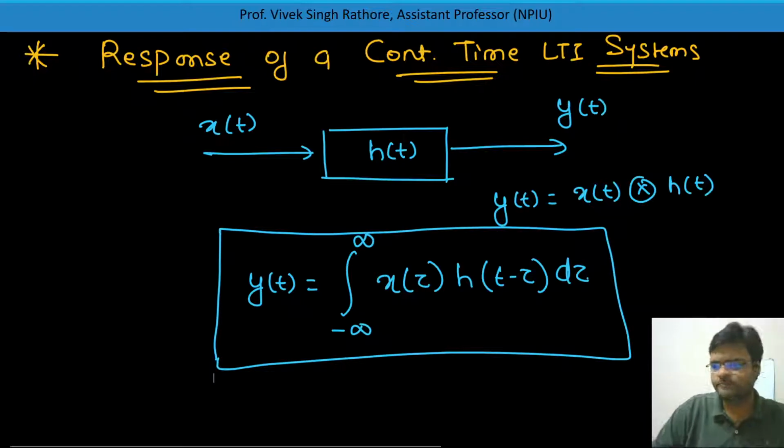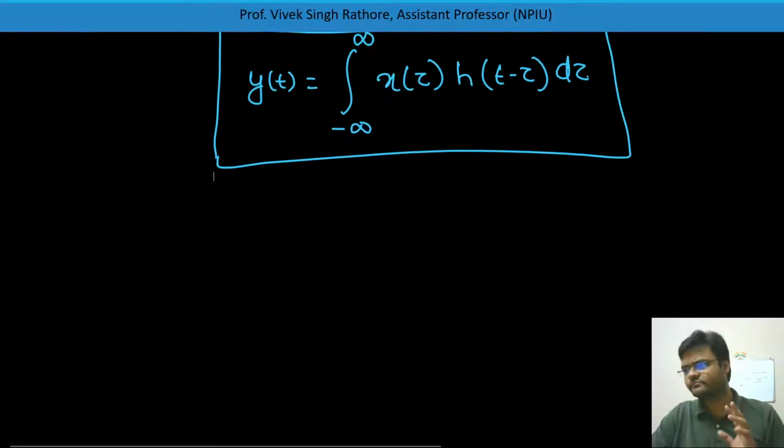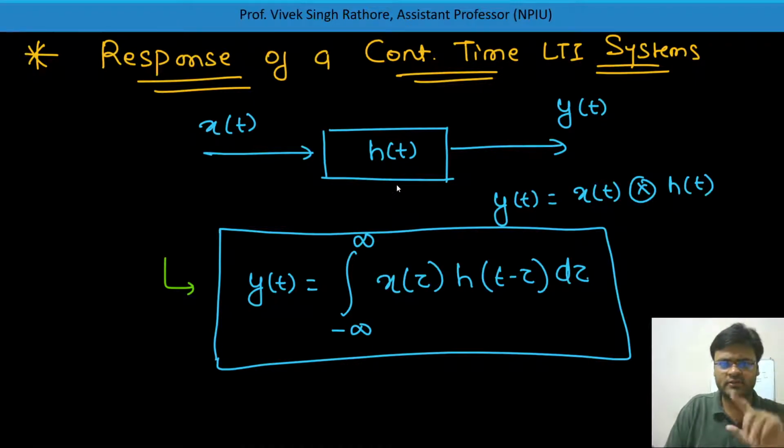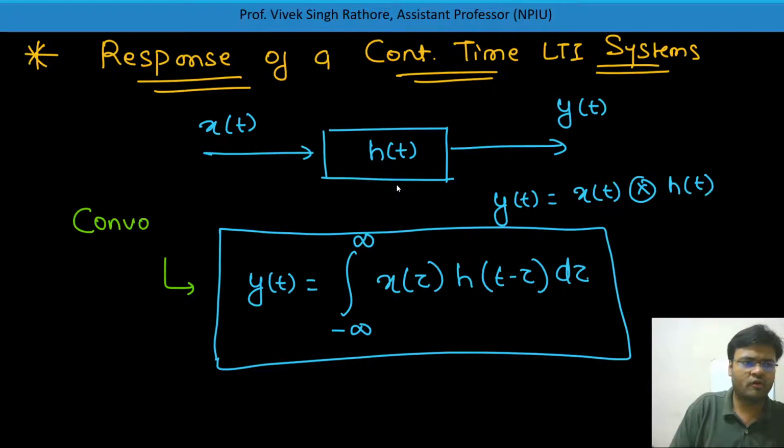Whenever you give an impulse as the input, you get your impulse response, that is h(t), as the output. This is also called the convolution integral. Earlier we saw the convolution sum, where we were summing values. Here we are seeing an integral, so this is also called the convolution integral.